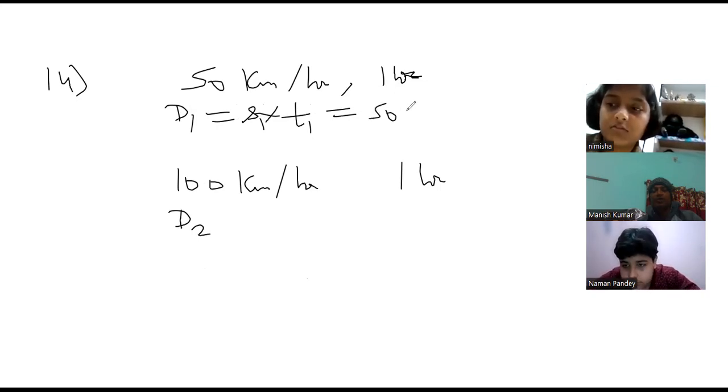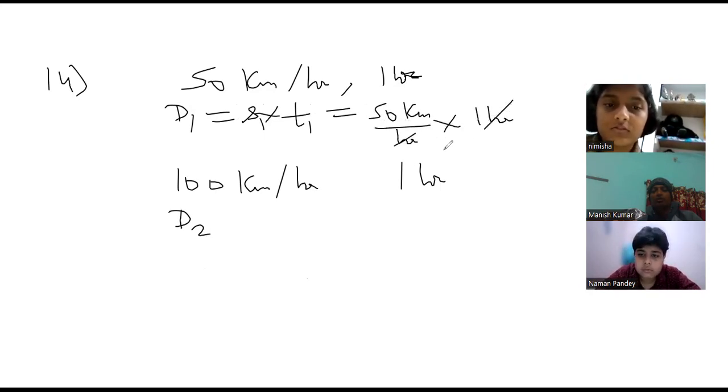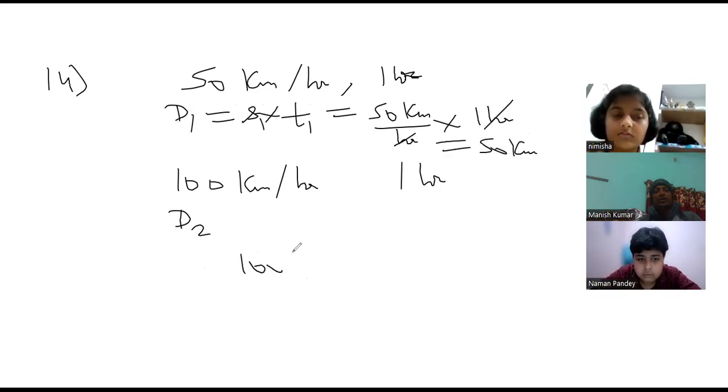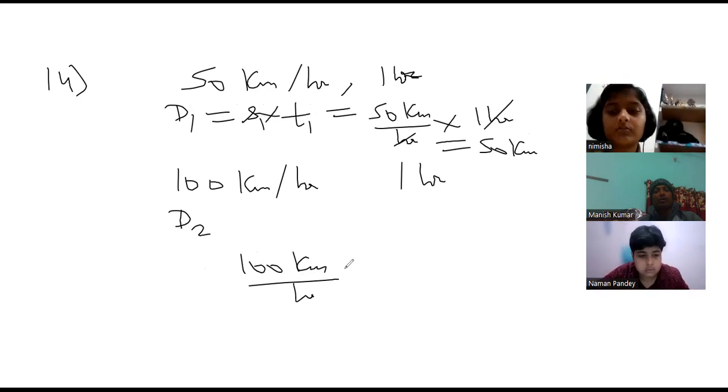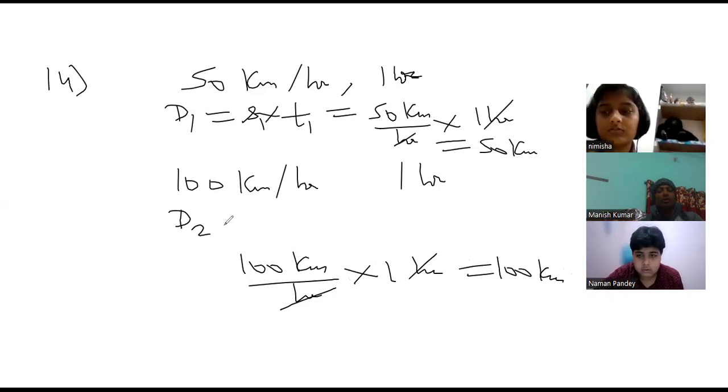So speed is 50 kilometer per hour, into 1 hour. You can write it as, the hour will cancel out, and it is equal to 50 kilometer. In the same way here also we can write it as 100 kilometer per hour into 1 hour. Here hour will cancel out, so it will be equal to 100 kilometer. Here you can write D2.